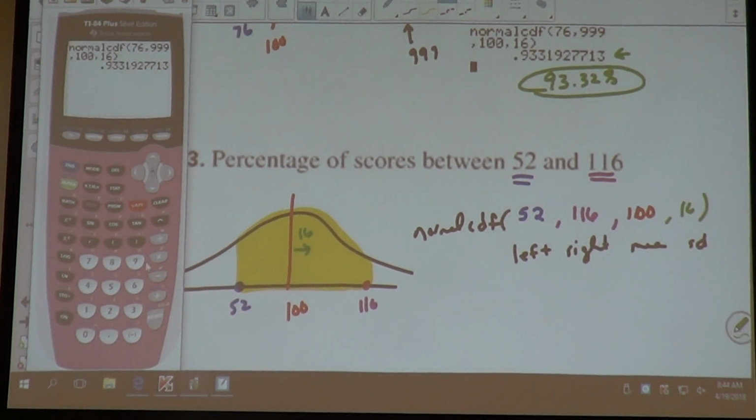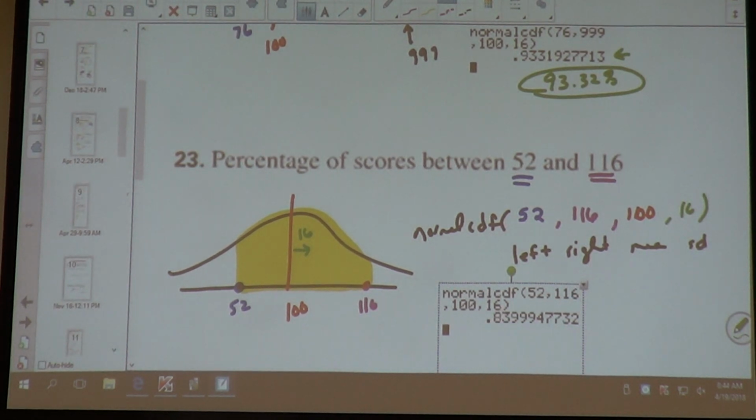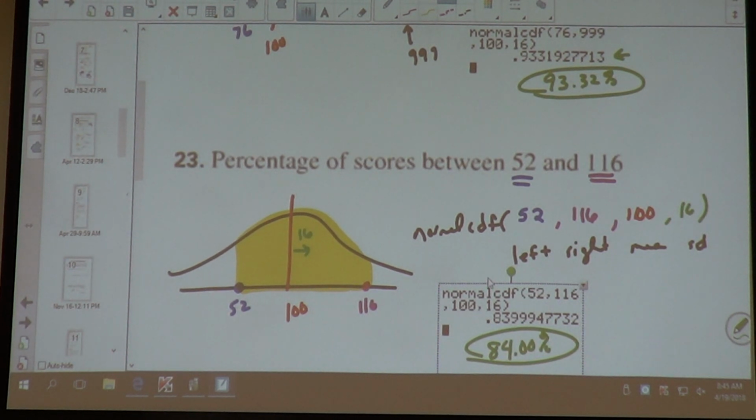So second bars, normal CDF, oops, not normal PDF, but normal CDF. Second bars, normal CDF, and we're going to do 52, 116, 100, and then 16. And if that was rounded, it would be 84.00 or just 84. Yay? Easy peasy, as long as we don't have to use the table.